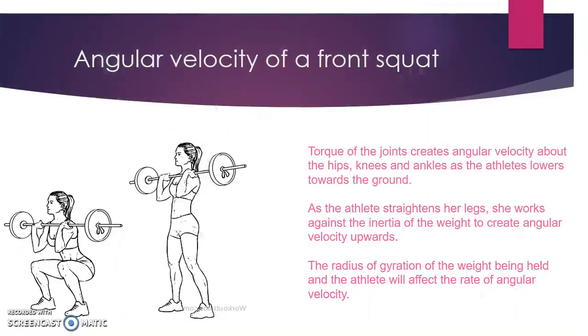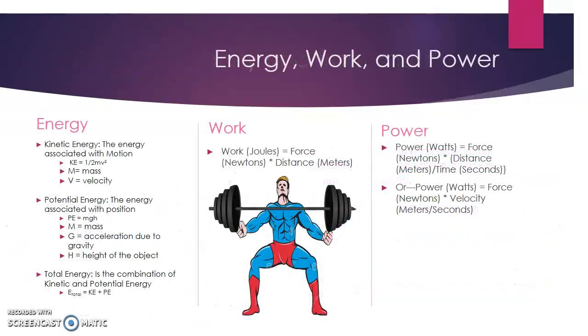Torque of the joints creates angular velocity about the hips, knees, and ankles as the athlete lowers the bar towards the ground. As the athlete straightens her legs and moves the bar upward, she works against the inertia of the weight to create angular velocity upwards. The radius of gyration of the weight being held and the athlete will affect the rate of angular velocity.